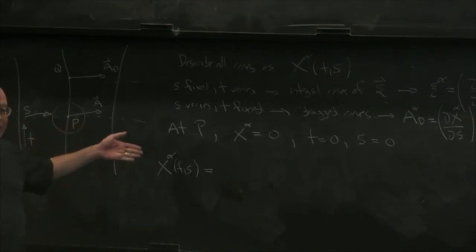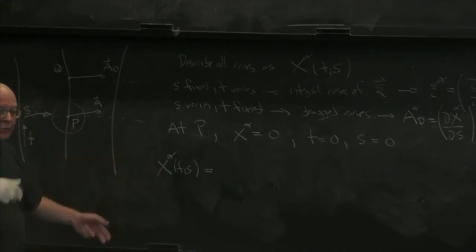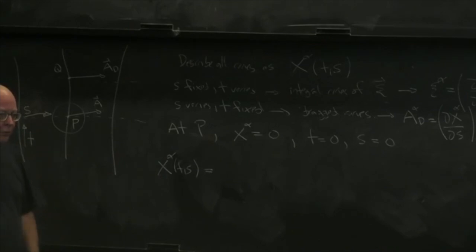So there's going to be no term corresponding to T equals 0, S equals 0, but then we're going to have linear terms, and I'm going to keep the quadratic terms as well because we're going to have to take derivatives, so we're going to make sure that we have enough information at our disposal.